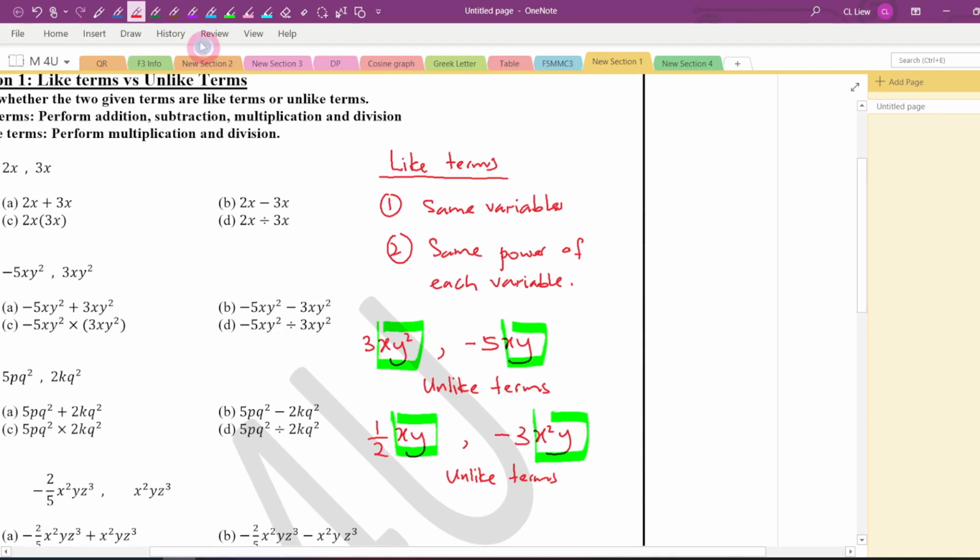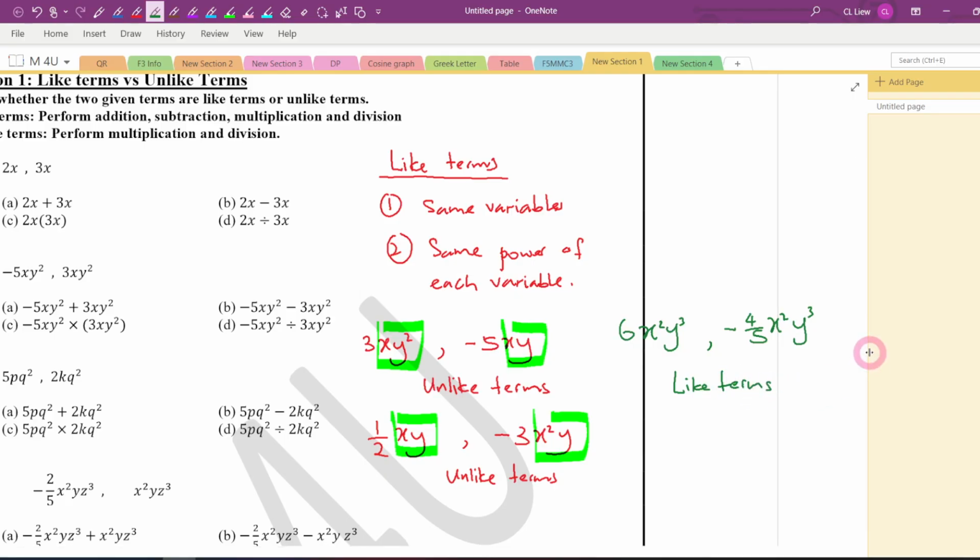Now, let's try one more. How about 6x squared y power 3 and negative 4 over 5 x squared y power 3. They have the same variables, which are x and y. And then you will notice that the power of x is 2, the power of x here is also 2. The power of y here is 3, the power of y here is also 3. Therefore, we can make a conclusion that these two terms are like terms.